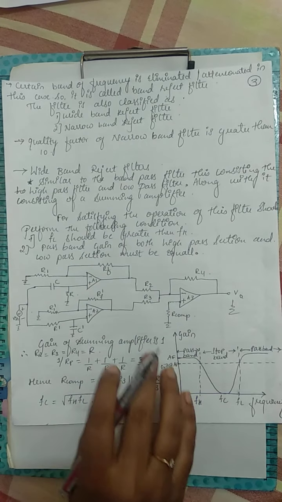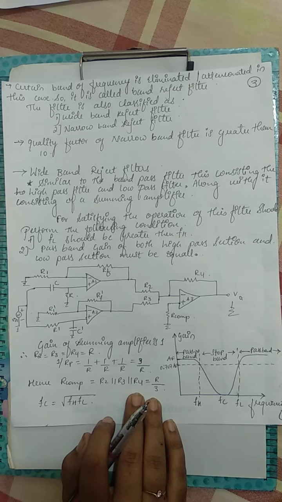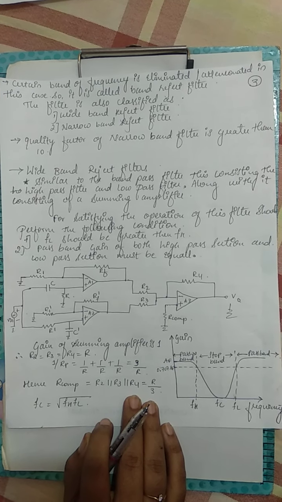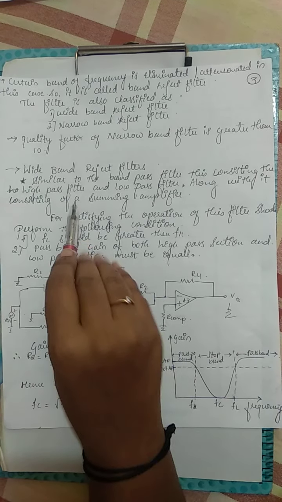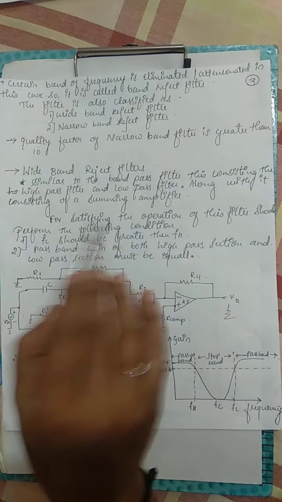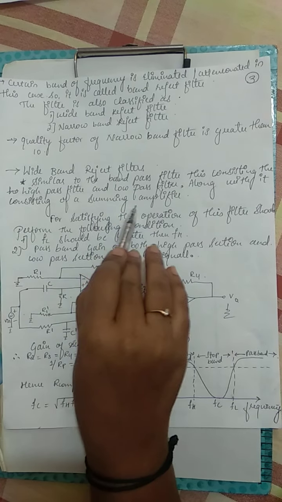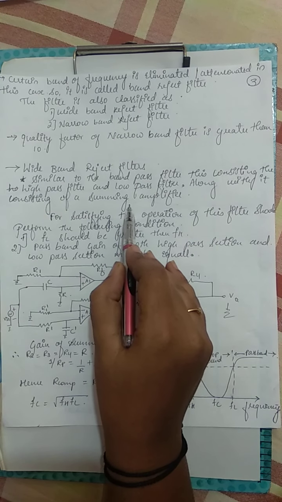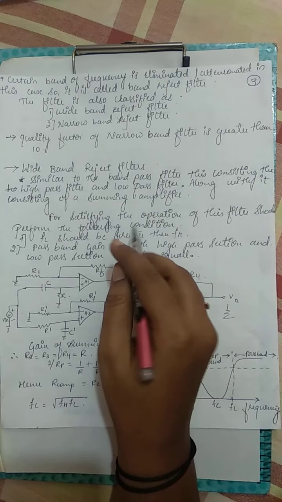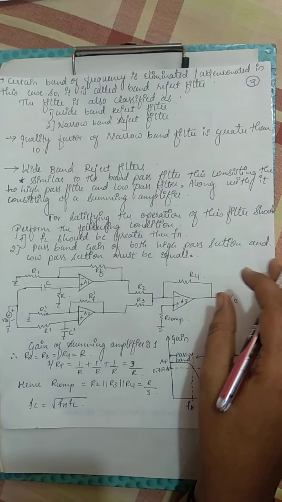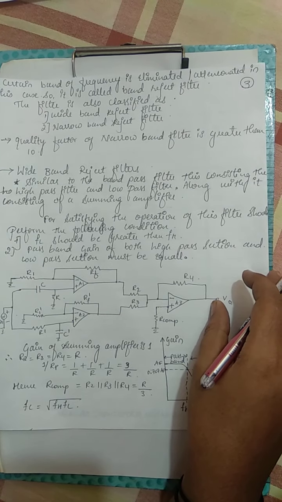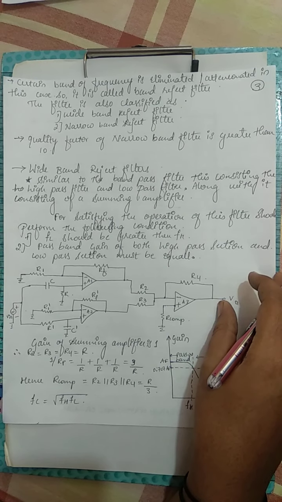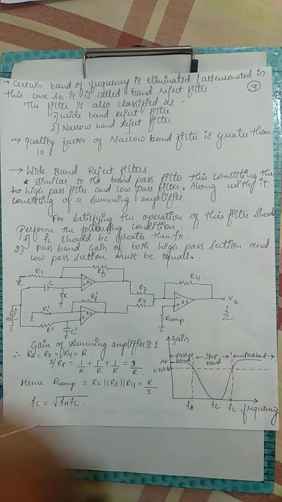This is similar to the band pass filter, where the band pass filter consists of a high pass filter and a low pass filter. But the band reject filter also consists of a high pass and a low pass filter, along with a summing amplifier. You have already studied the summing amplifier in the first module. A summing amplifier adds the signals, and it is also called an adder circuit. It has more than one input signal, so it is called a summing amplifier.